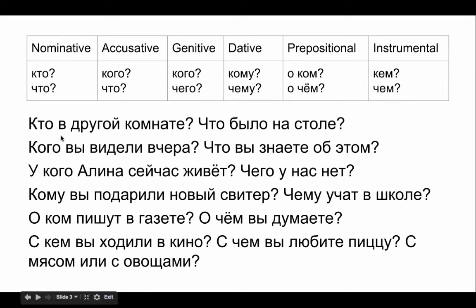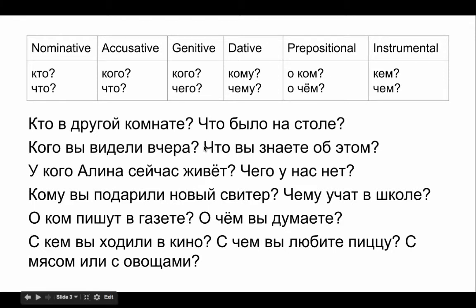Кто в другой комнате? Who is in the other room? Nominative. Что было на столе? What was on the table? Кого вы видели вчера? Что вы знаете об этом? What do you know about that? Вы is the subject, знаете is the verb, and what is what you are hypothetically knowing.